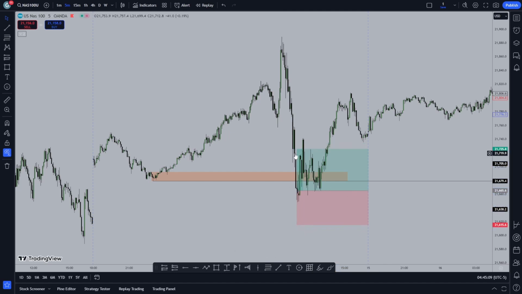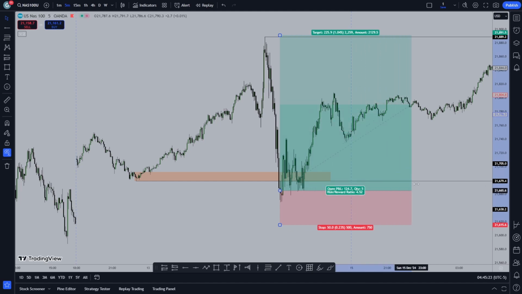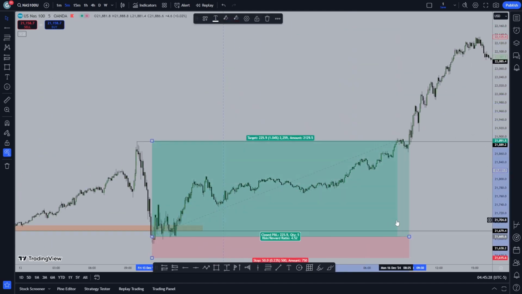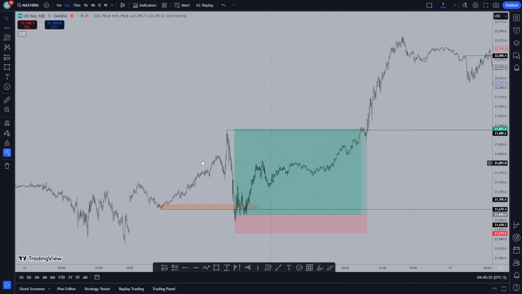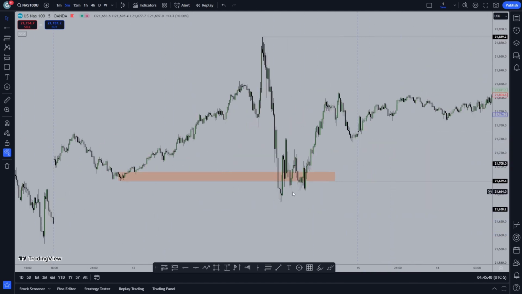Now what you can do is target buy side liquidity. In this scenario, where is the buy side liquidity? The buy side liquidity is right over here. This will be the target, and it hits the next day in the London session, and after that it rallies from here. But my point is that over here it's a sell side liquidity, right? This was the sell side liquidity.